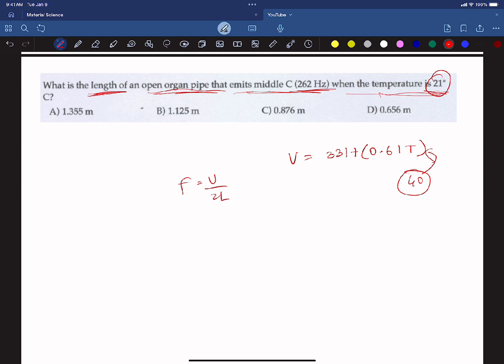So in this case we need to find v when the temperature is 21 degrees Celsius. So 331 plus 0.16 times 21 will give you 344 meter per second.